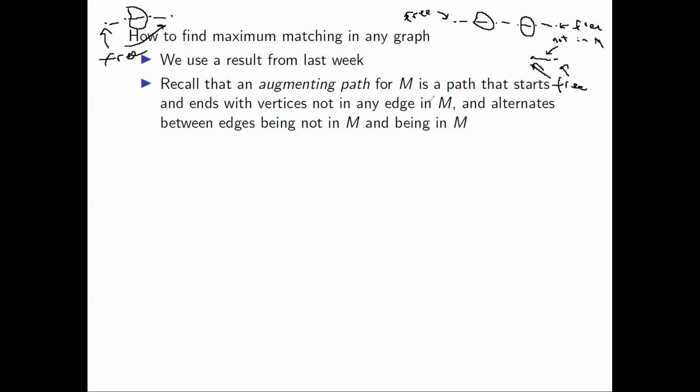So one thing to notice here, which we observed in last week's video, is that the number of edges on these paths, the augmenting paths, is always going to be odd because it has to alternate between edges being not in M and being in M, and it has to start and finish with edges that are not in M. So there have to be an odd number of edges.